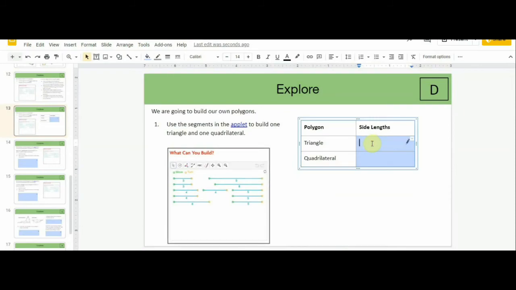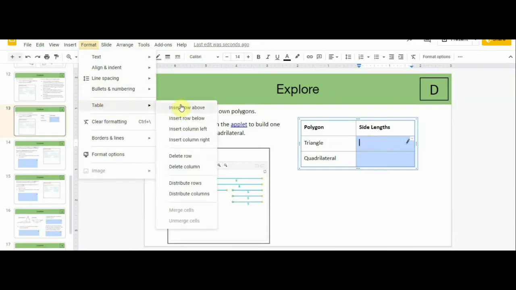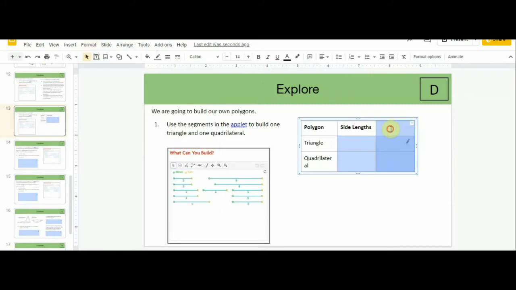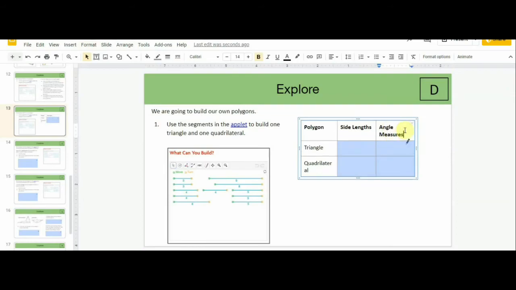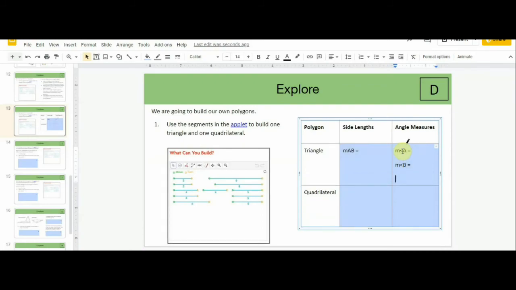Click inside the table, go up here and click Format, and then click Table, Insert Column to the right. Now click here and add angle measures. And you'll put things like this. For the triangle, you'll have measure of side AB, and here you'll put measure of angle A and write the measurement. Measure of angle B and write your measurement here. And measure of angle C and write your angle here.